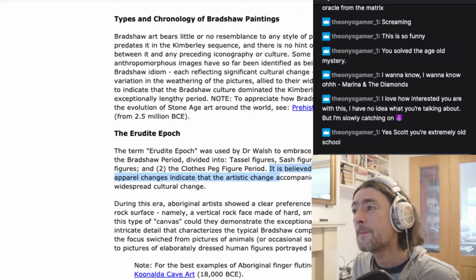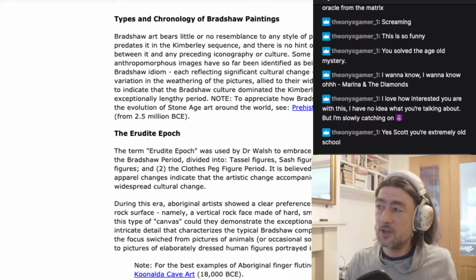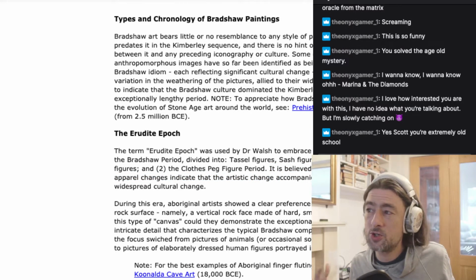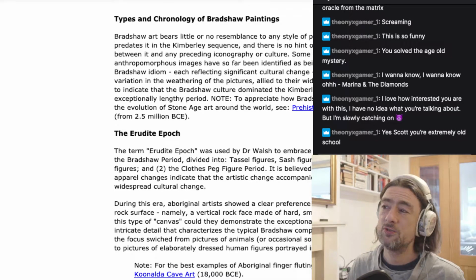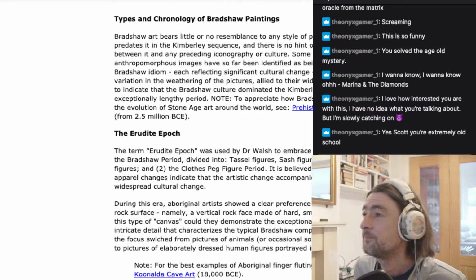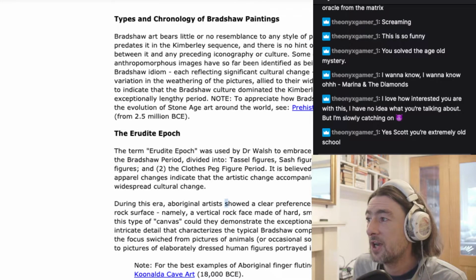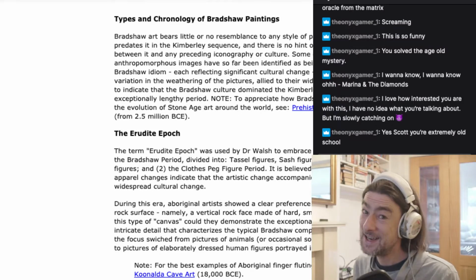So yeah, they reckon though that culture changed, and during the change in culture, there was a change in rock art. Fair enough. Aboriginal artists showed a clear preference for a certain kind of rock surface. Oh, I see now, even more learning.